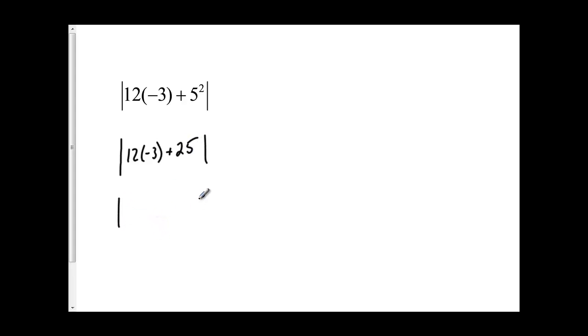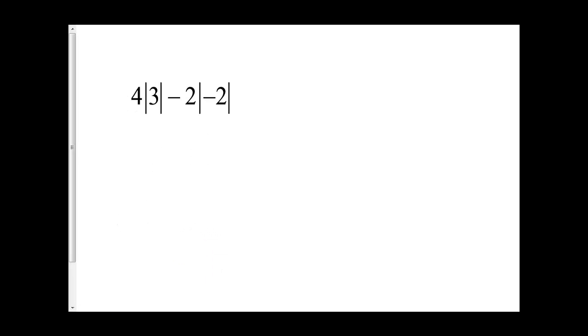Next I move to the multiplication. 12 times negative 3 is going to be negative 36, and I still have my plus 25. Then I'm going to add these two together. I get negative 11, and the absolute value of negative 11 is positive 11. So you can see in this case the absolute value signs act like brackets, and in the final step we take the absolute value of the equation that we got inside the brackets.